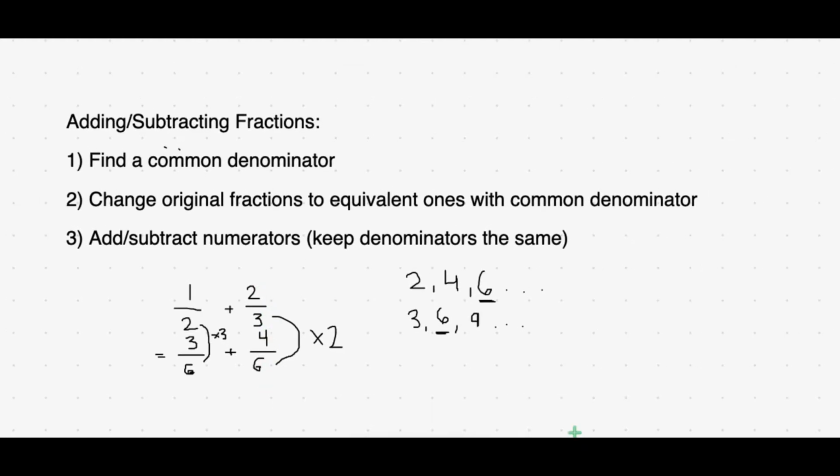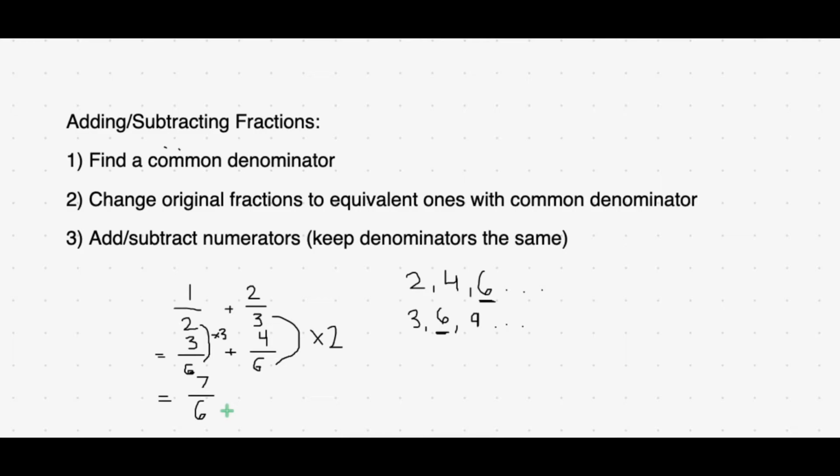Now our final step is just to add or subtract our numerators depending on whatever sign there is in the question. In this case, it's addition. So what we're going to do is keep the answer over 6 and the numerator becomes 3 plus 4, which is 7.